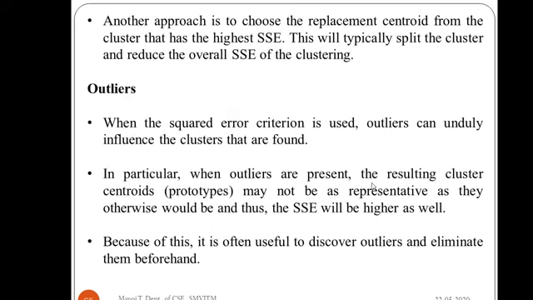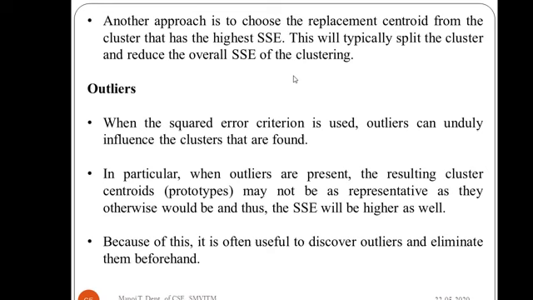Another approach is to choose the replacement centroid from the cluster that has the highest SSE. This will typically split the cluster and reduce the overall SSE of the clustering. So instead of having the centroid which is causing the empty cluster, you replace that centroid so that it will split the cluster and reduce the overall SSE of the clustering. So these two approaches you can follow when you are having empty clusters.